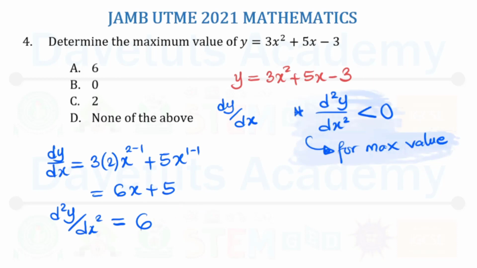And now, if you look critically, you will see that this is not even satisfying the condition for maximum value, because 6 is greater than 0. It is not less than 0. So this is telling us that this particular function is not going to have a maximum value. For this 6 that we have, that means it's only going to have a minimum value.